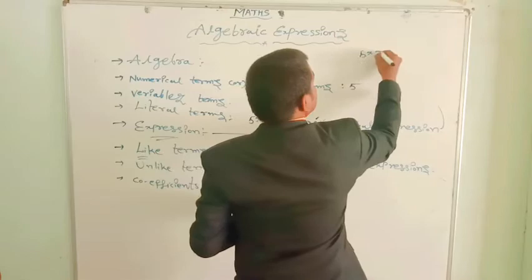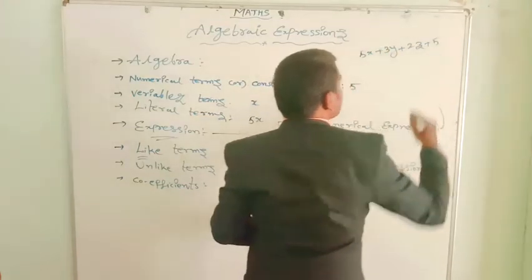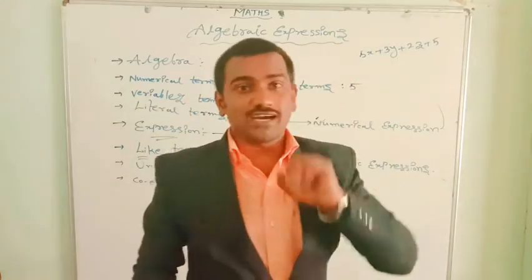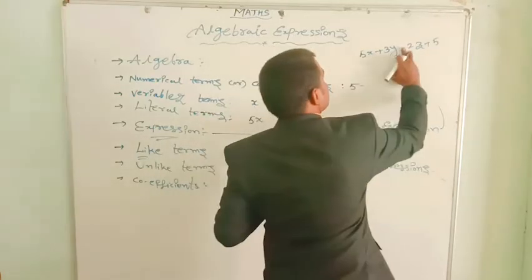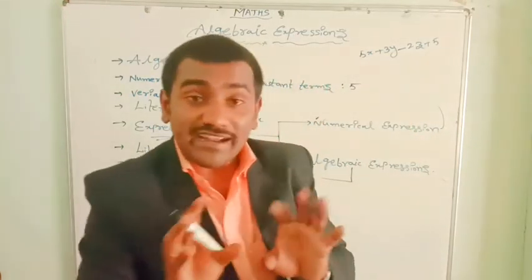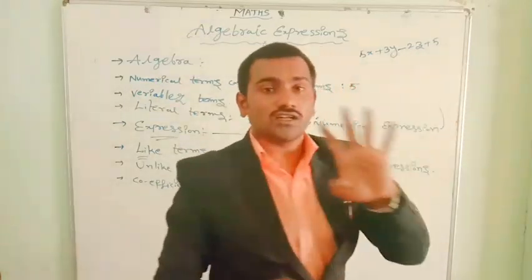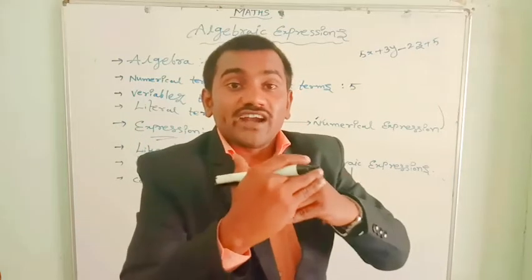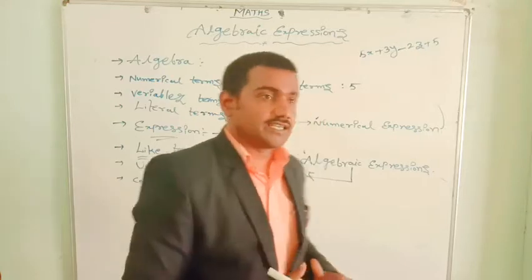Here, 5x plus 3y plus 2z plus 5. You have many terms. See, 1, 2, 3, 4. There are 4 terms. So plus or minus will divide the expression into terms. Suppose here there is a minus; plus or minus only will divide into terms. How many terms are there? 1, 2, 3, 4. Based on the terms, we have different kinds of algebraic expressions. So, what are those? Let us see.